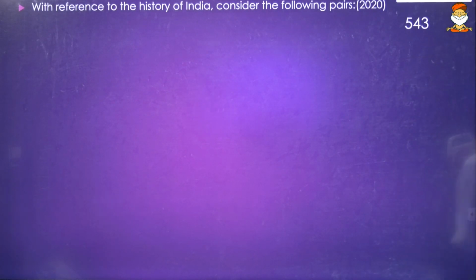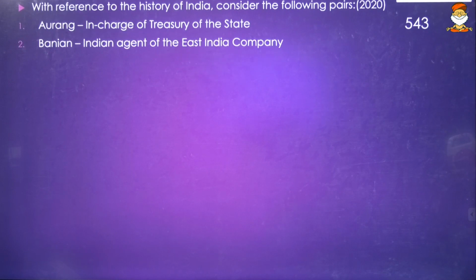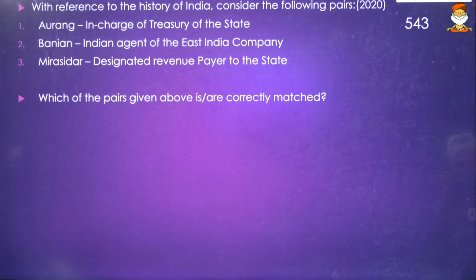With reference to the history of India, consider the following statements. Aurang: in charge of treasury of the state. Bunyan: Indian agent of the East India Company. Mirasidhar: designated revenue payer to the state. Okay. What is the answer? How many pairs are correct?